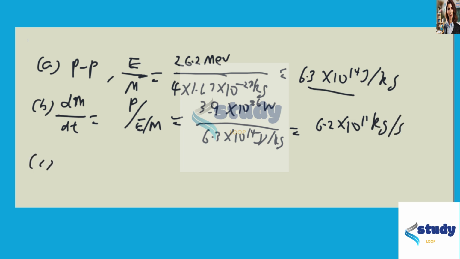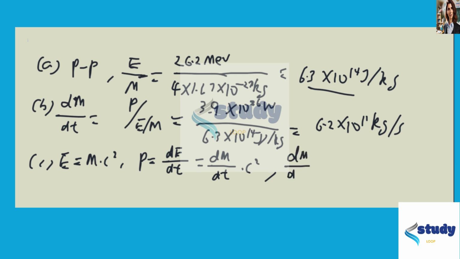And for part C, we use another way to calculate this mass losing rate, because we have E equal m times c squared. So power is dE over dt. So in this case, just simply dm over dt times c squared. So we find dm over dt equal p over c squared.